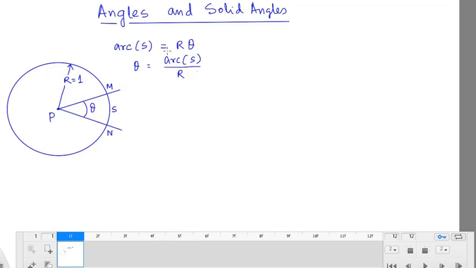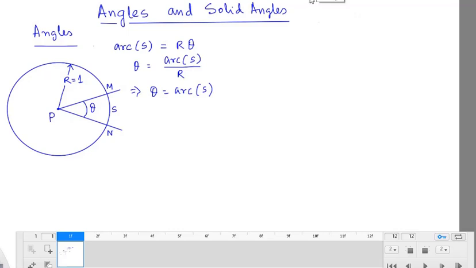Now see, the arc S has a dimension of length, but r is 1, so theta will be the arc length S, but there will be no dimension, as the dimension cancels in the denominator and the numerator. Fine. So this is what an angle is.